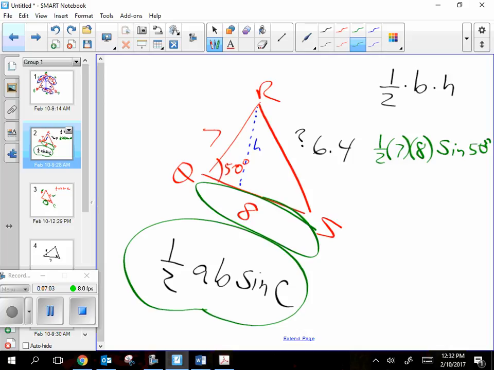To find the height, everybody, right now, find H using trig. You've got a right triangle. Find H using trig. Don't just stare at the board. You've got to be writing, otherwise it doesn't count. Find H using trig.